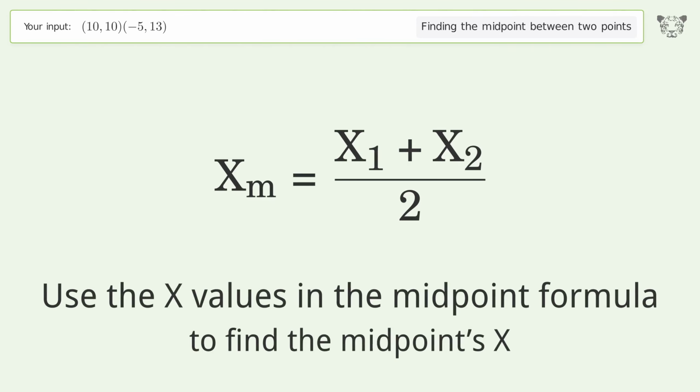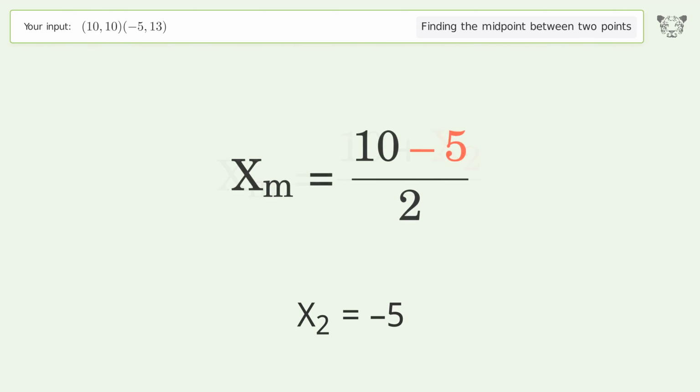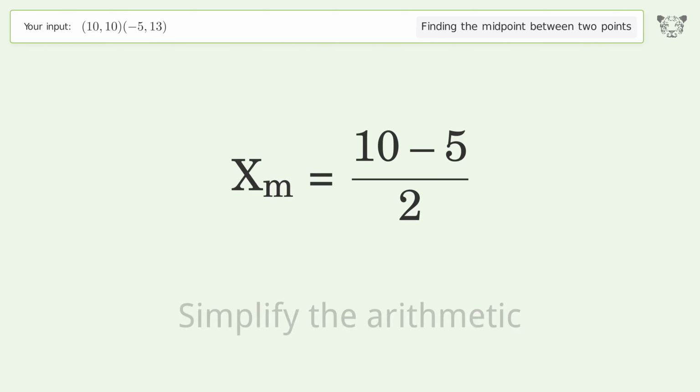Use the x values in the midpoint formula to find the midpoint's x. x1 equals 10. x2 equals -5. Simplify the arithmetic.